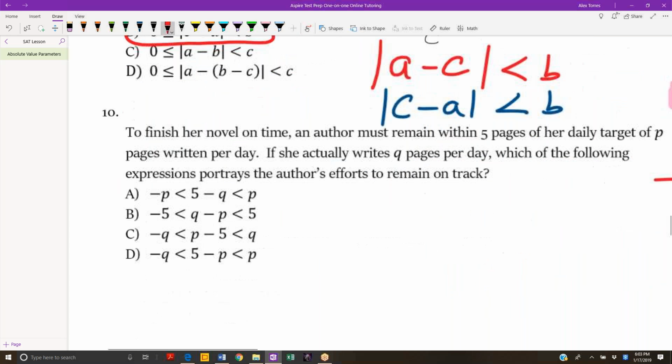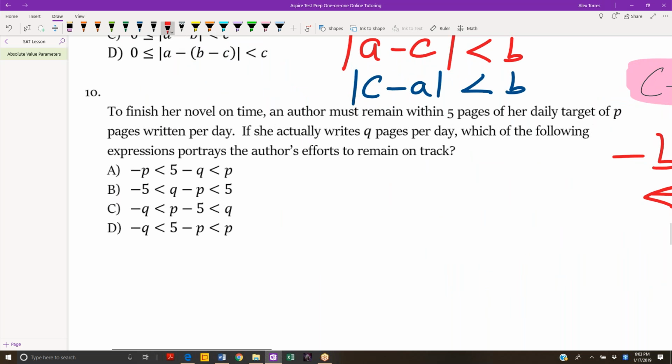All right, so looking at number 10, we've got the distance between any number and the target P. That distance must be less than 5. But what's the any number here? It's the Q. The distance between what she actually writes and what she was targeted to write has to be less than 5. So like I said before, if Q minus P wasn't in the answer choices, I would look for P minus Q because absolute value of Q minus P, absolute value of P minus Q, those are interchangeable.